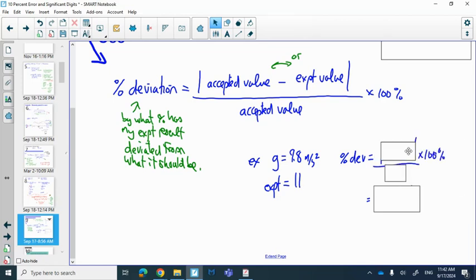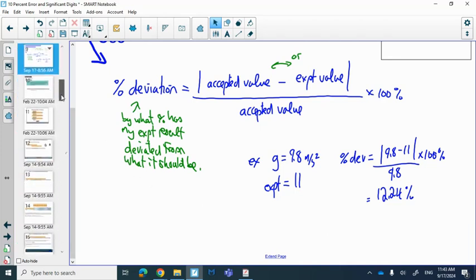Well, then you'd have 9.8 take away an 11, absolute value of that thing, and you end up with your percentage ends up 12.24%. So we'd hope for a little better results than that if we were doing a high school lab. Okay? So that's the idea of percent error, whether you're comparing to known values or just comparing two experimental values that are on equal footing, so to speak. Okay.